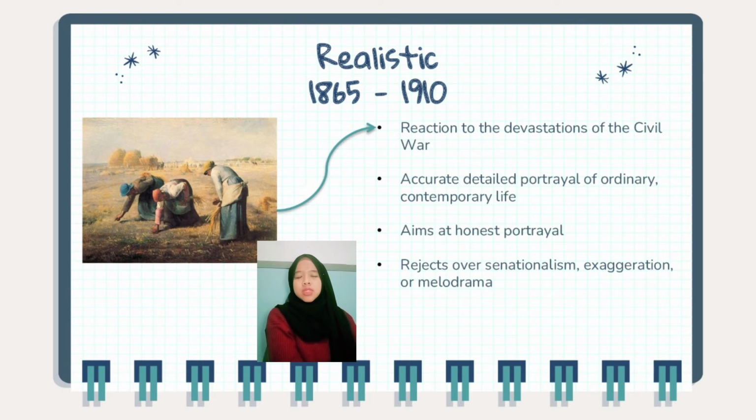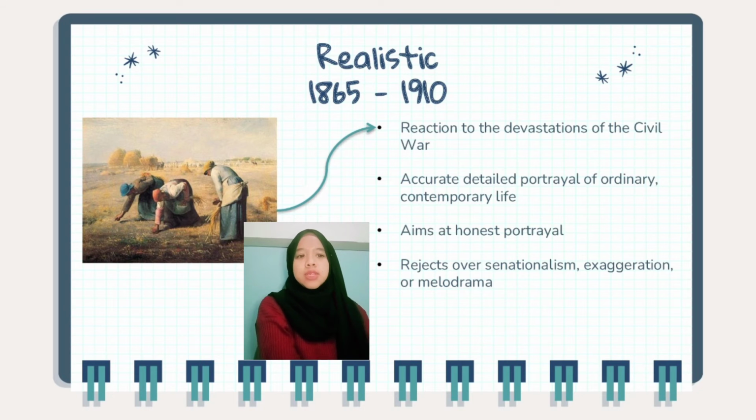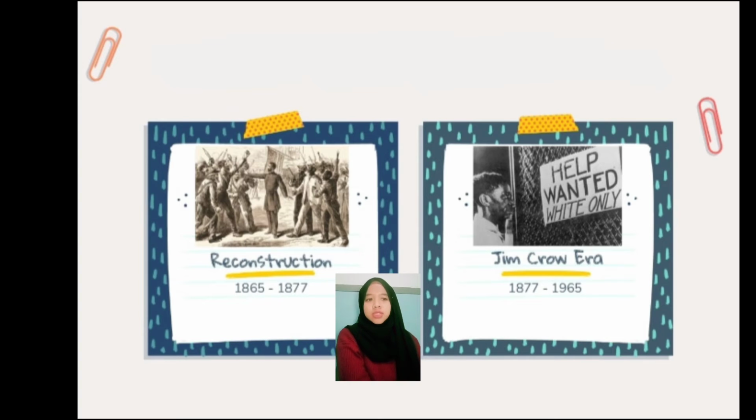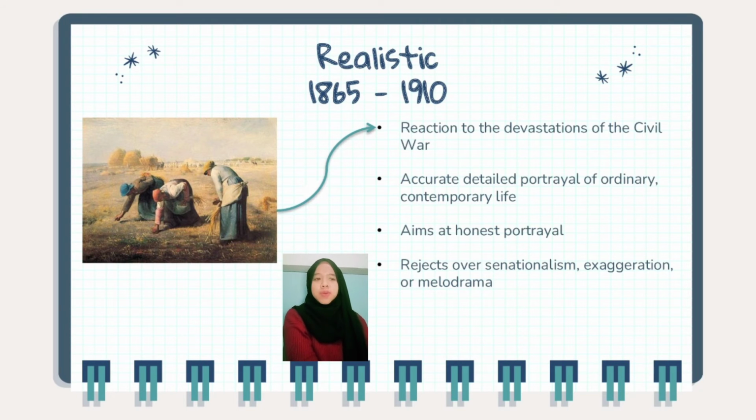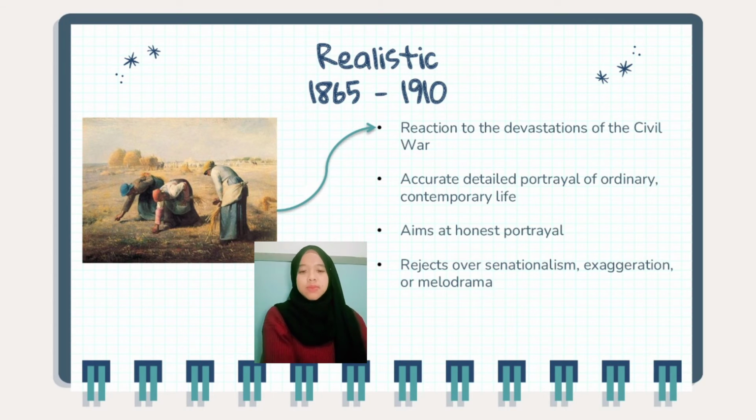In U.S. history, it covers the Civil War, the entire Reconstruction, and the beginning decades of the Jim Crow era, so a great deal happened in U.S. history during the realistic period. Now, realism writing is marked by the following characteristics.